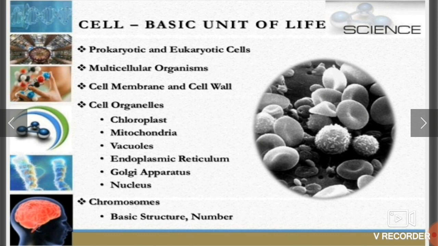First, we'll see what topics we are going to learn. We'll be knowing what prokaryotic and eukaryotic cells are, what multicellular organisms are, the cell membrane and cell wall, and cell organelles. What are the cell organelles, friends? They are nothing but the organs separated in the cell. They are of different types, and that is how we segregate them. They have specific names: the chloroplast, the mitochondria, the vacuole, endoplasmic reticulum, Golgi apparatus, and the nucleus. And next we will see the chromosomes.